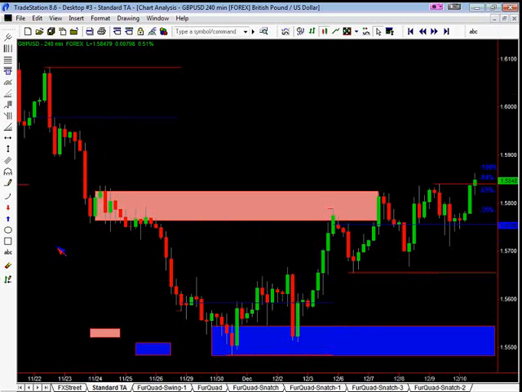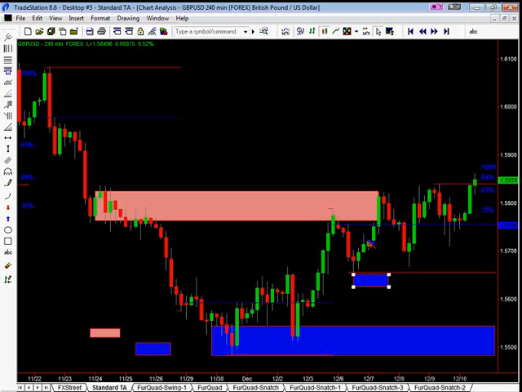So let's just zoom in slightly. So again, identify the thrust move. Now we've got a nice thrust move down here, and obviously preceding that we've got a nice thrust move up there. So we've got two levels of interest that are going to be overlapping each other.